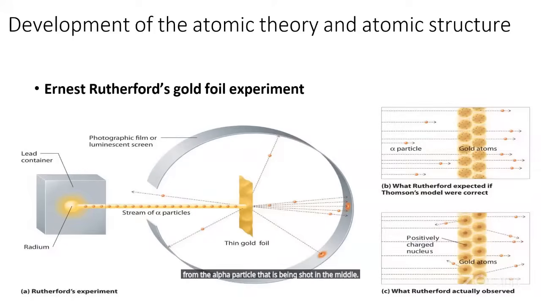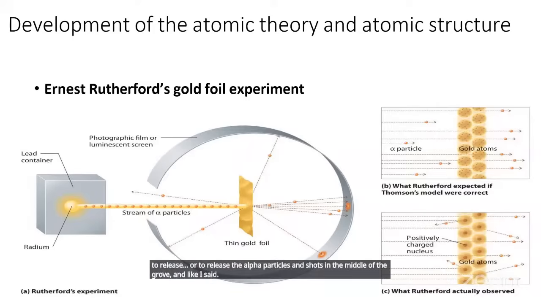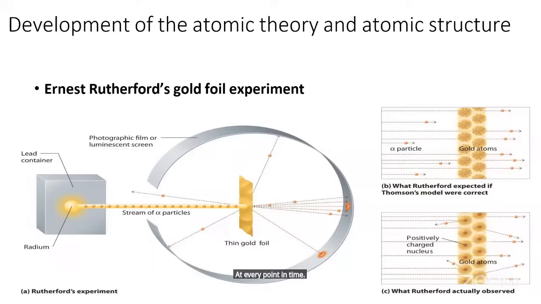Now, that is the assumption that J.J. Thomson made. And so when that happened, he used other sources to release the alpha particles and shot them at the middle of the gold foil. And like I said, at every point in time, he got the same result. Now, his conclusion was this.